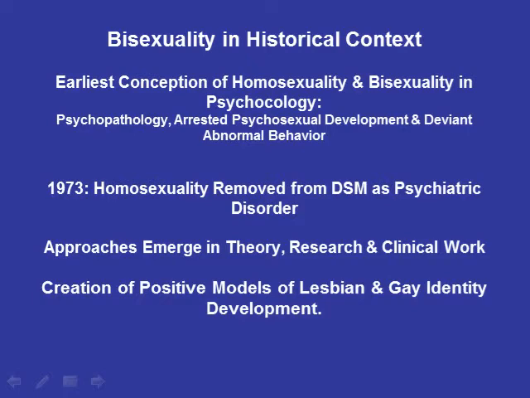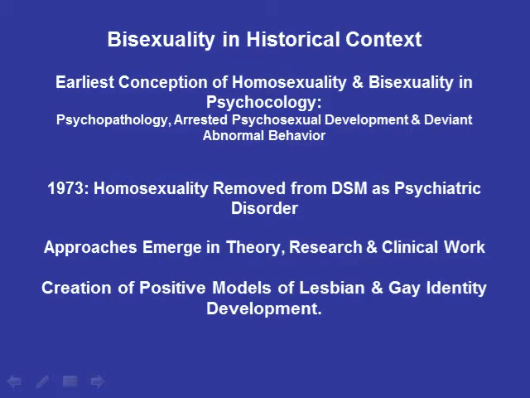The earliest concepts of homosexuality and bisexuality in psychology really focused on these as psychopathology, arrested psychosexual development, and deviant, abnormal behavior. In 1973, homosexuality was removed from the DSM as a psychiatric disorder. Affirmative approaches to homosexuality emerged in theory, in research, and in clinical work. Also, there was a development of positive models of lesbian and gay identity development, and in particular, there's the work of Cass and of Troiden.